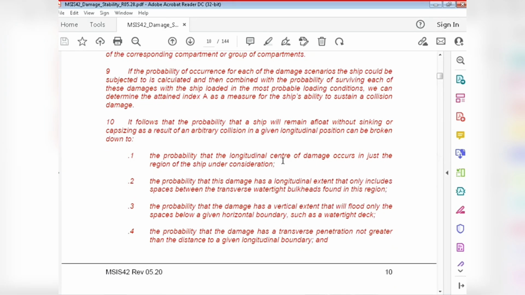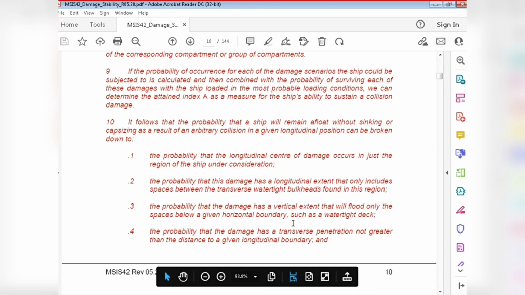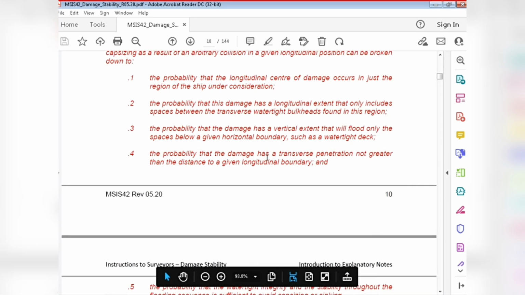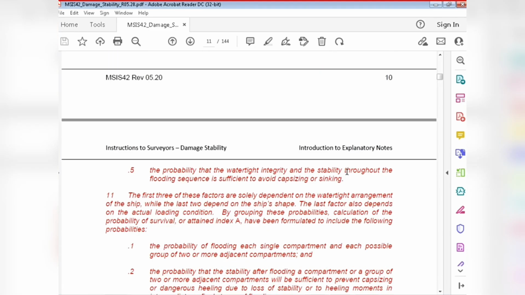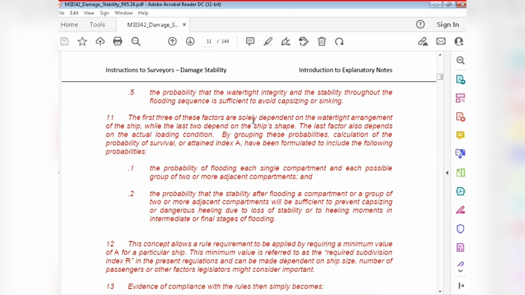These probabilities: first, the longitudinal center of damage occurs just at the region of the ship under consideration. Probability that the damage has a longitudinal extent that will only include the spaces between transverse watertight bulkheads. The damage has a vertical extent that will flood only the spaces below the horizontal boundary, that is the watertight deck. Next probability, the damage has a transverse penetration not greater than the distance given by the longitudinal boundary. And the next condition is the probability that the watertight integrity and stability throughout the flooding sequence is sufficient to avoid capsizing. So the first three of these factors are solely dependent on the watertight arrangement of the ship, while factors 4 and 5 will depend on the ship's shape. The last factor will also depend on the actual loading conditions.